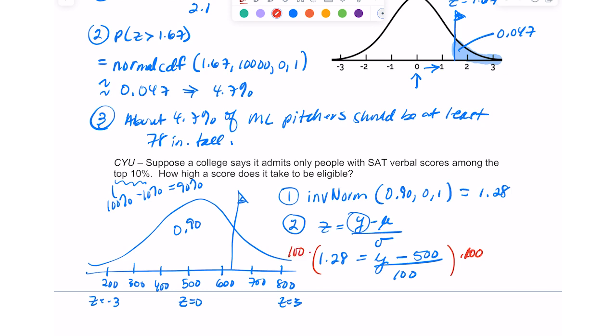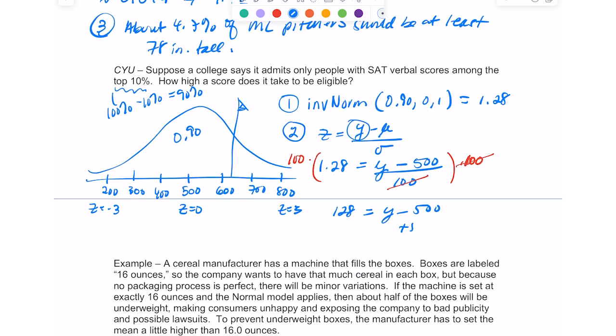In order to cancel out those hundreds, I would be left with 128 equals y minus 500. And then to get the y by itself, I would need to add 500 to both sides, and you would get 628. So what that means is 628 is the cutoff for the top 10%. Right here, I'm at about 1.28 standard deviations above the mean, and that person, the cutoff score, would be 628.